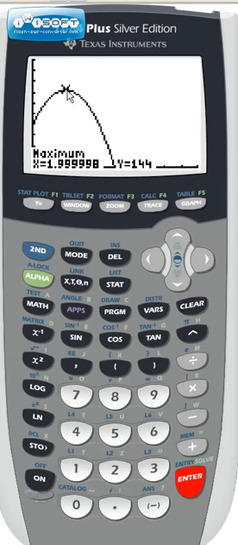After thinking, it comes back, and we have a little bit of a rounding error here, but we know that 1.99999 is really approximately 2. So the maximum height here is 2, 144.